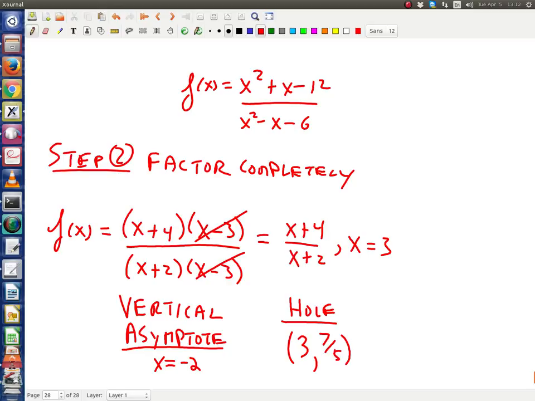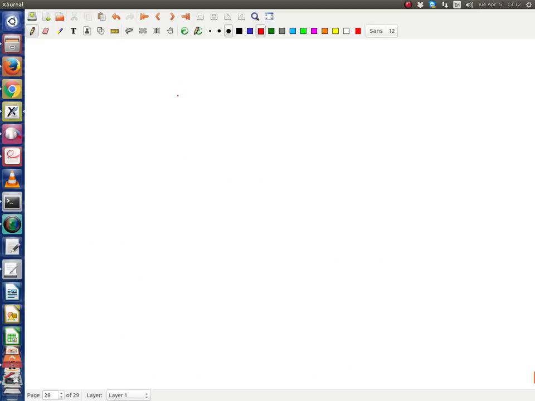So now we've got some asymptotes, and we have a point, which is really a hole. All right, step 3. Well, what about the x and y intercepts like we usually do? Again, f of x is x squared plus x minus 12, just reminding you what we're doing.